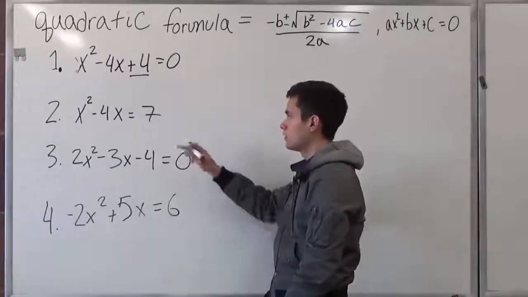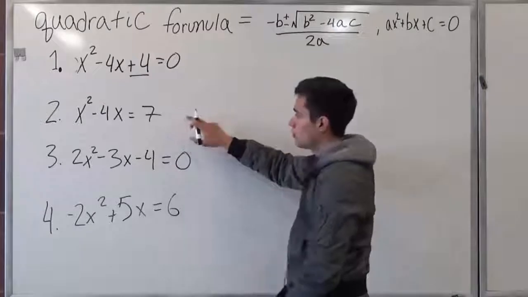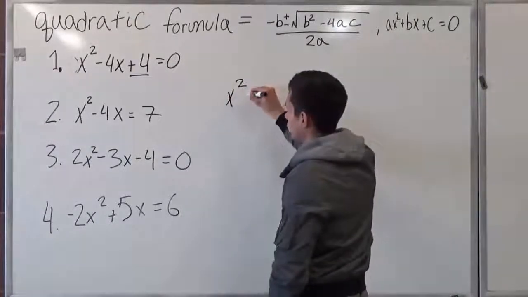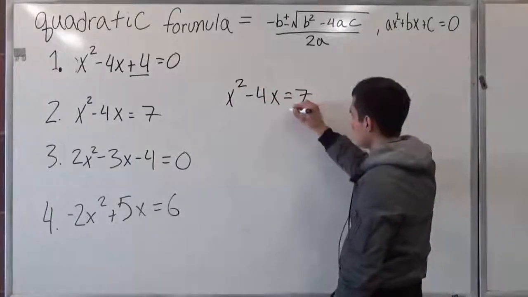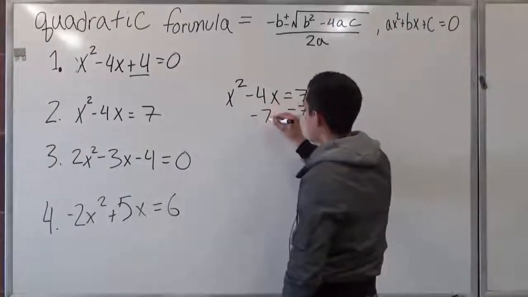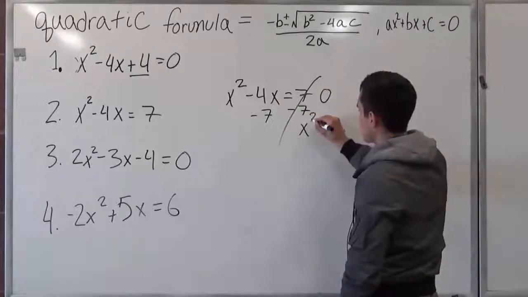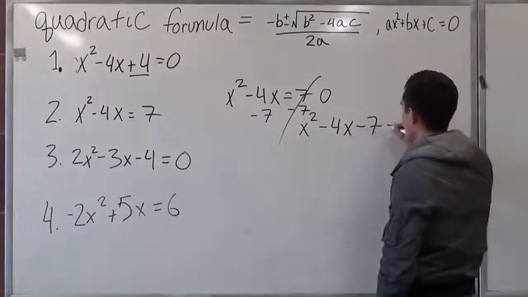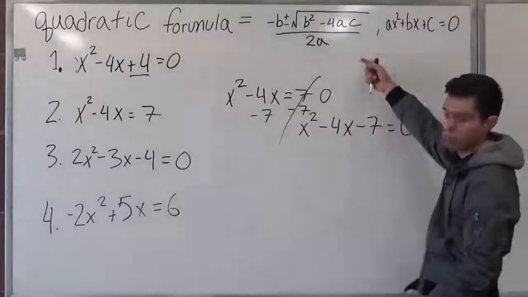The same thing, we move 7 over by subtracting it, and what would be left over on the right-hand side would just be 0. So x squared minus 4x is equal to 7. Subtract 7. Subtract 7. That gives us 0. And x squared minus 4x minus 7 will give us 0. So this is now ready for us to use the quadratic formula.